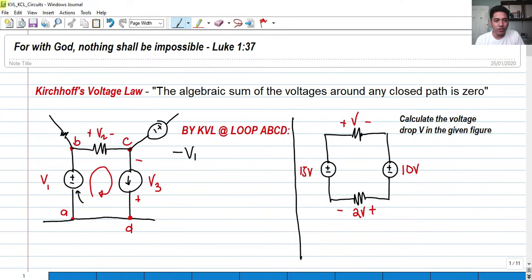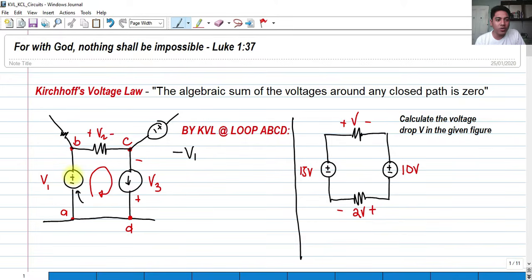Okay, it should be expressed into voltage. That's negative V sub 1 because the current enters the negative. Or you can do the opposite, where the current actually leaves. So it can be positive.